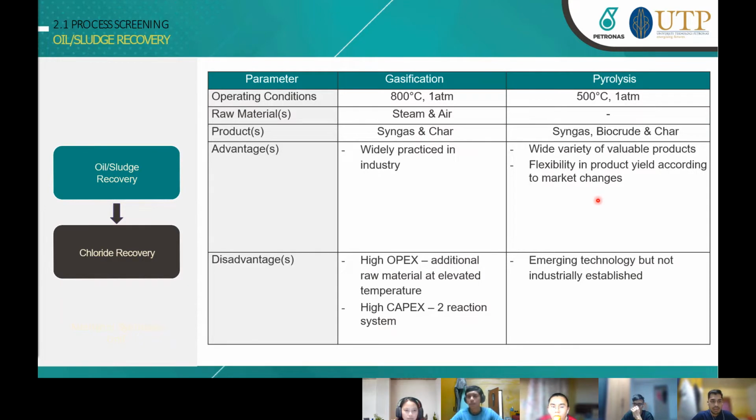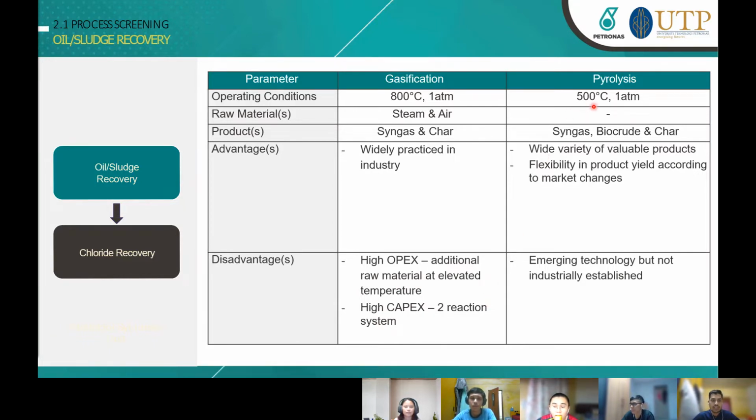The gasification reaction utilizes steam and oxygen to convert oily sludge into syngas and char at 800 degrees Celsius and 1 atm. The main advantage of gasification over pyrolysis is that it has been widely practiced on an industrial scale and proven successful. However, the additional raw material required for the reaction at elevated temperature yields higher OPEX, and the additional reaction system requires more equipment, which increases the CAPEX.